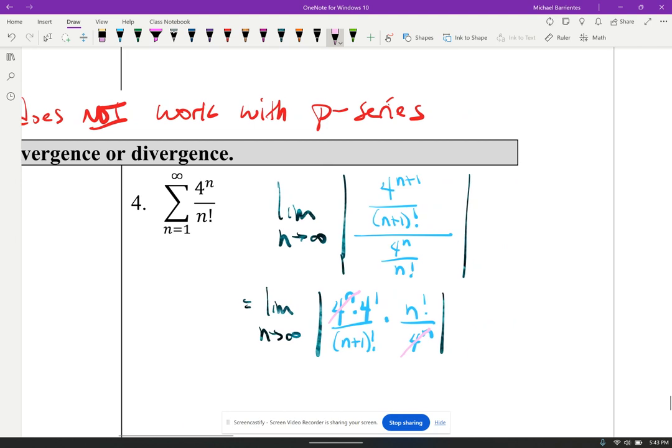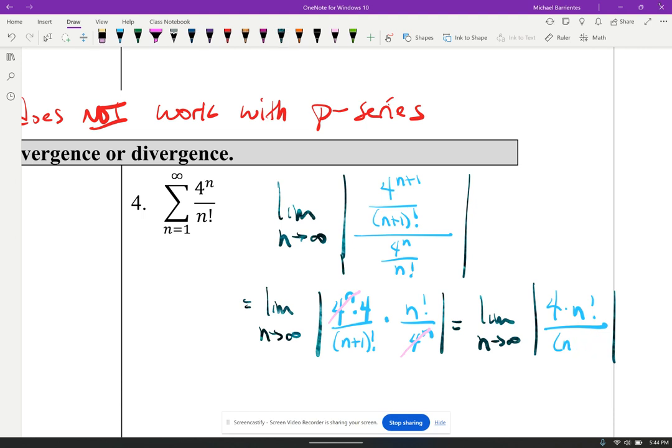And then I notice this is 4 to the 1, right? And then I notice I have factorials. So that's the same situation that we were talking about before, which is, let me take the limit as n approaches infinity. Let me try to make this a little bit nicer: 4 times n factorial divided by n plus 1 factorial. Now I'm left with that. That's a little bit easier to work with.